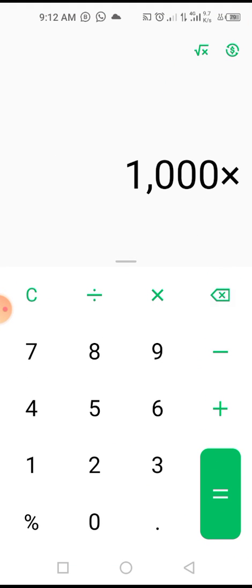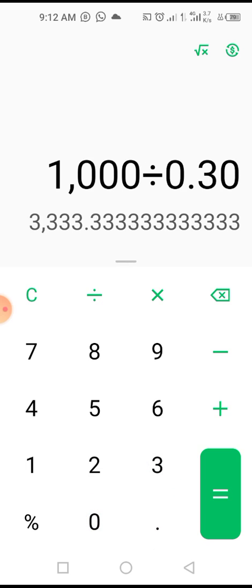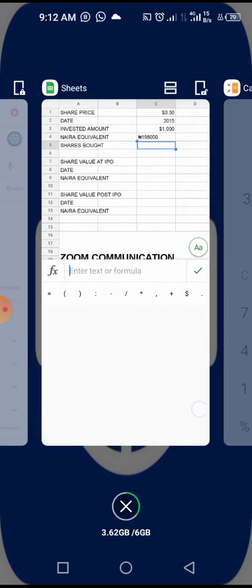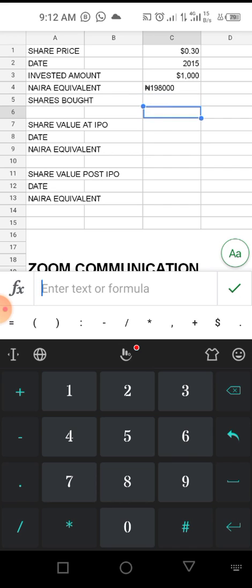Now $1,000 divided by 0.30 will give him 3,333 Zoom shares. So he will be getting 3,333 shares. So we have the information of the share price, the date, the invested amount, the equivalent in naira, the number of shares he would have bought if Peter Obi had invested $1,000 in Zoom as at 2015.